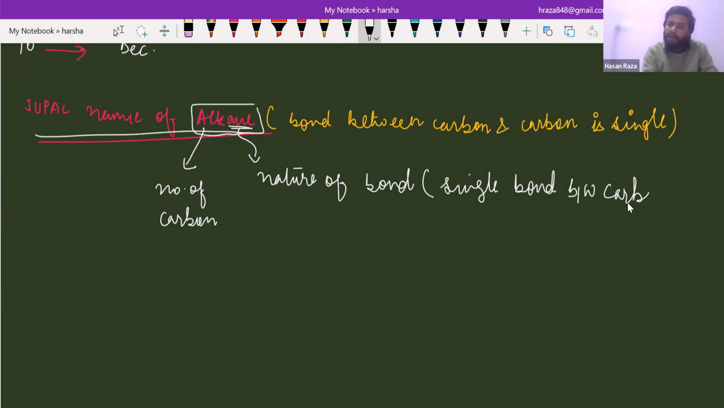I'm going to take an example. It will be very clear and it's very easy. If I write CH3-CH3, how many carbons are there? You can see 2 carbons are there. So the name will be eth. Now see the nature of the bond between carbons. If it is single, the name will be ethane. Is that clear, Aman and everyone?